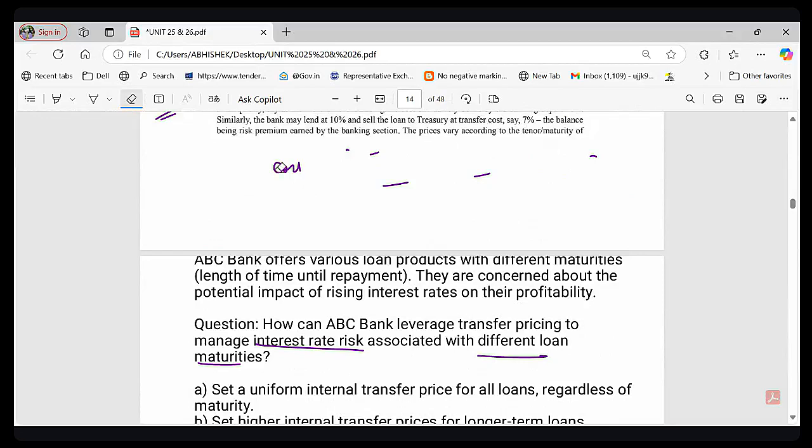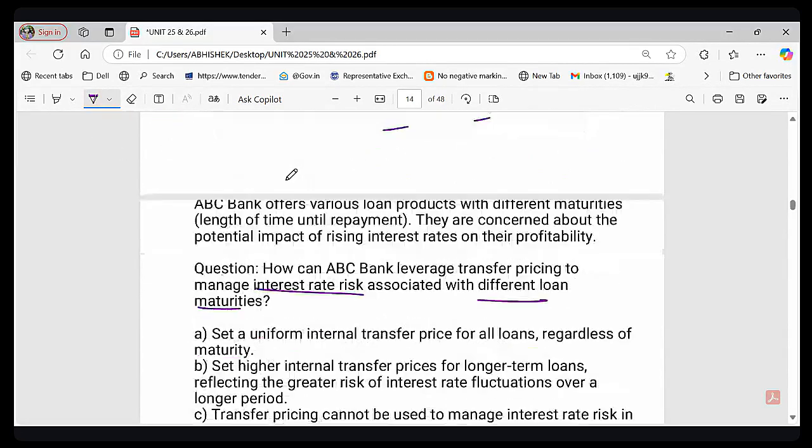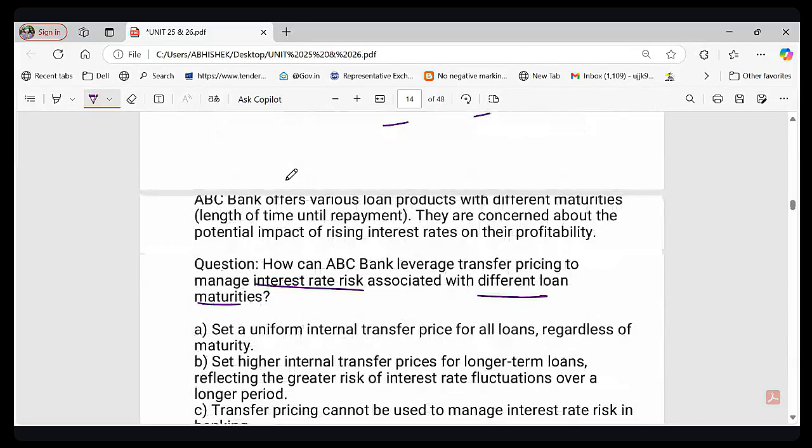Basically, suppose you are lending money, right? Suppose you are lending money as a bank. You offer two loan, one loan for 1 year and another loan for 10 year. मान लीजिए कि आप एक बैंक है और आप पैसा दे रहे हैं. Suppose you are a bank and you are offering two loan, right? The first loan is for 1 year and second loan is for 10 year.